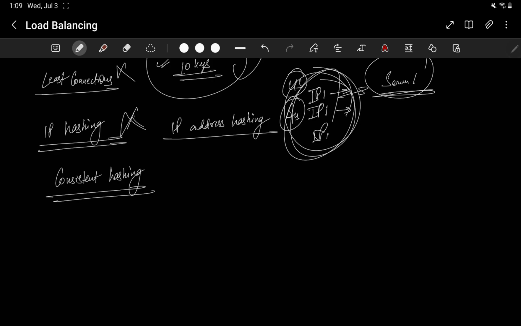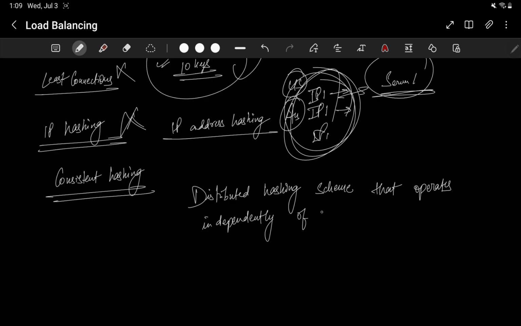So just remember the definition for now. It's a distributed hashing scheme that operates independently of the number of servers. I'll add more to this definition in the next video, but just assume this is the keyword. It operates independently of the number of servers.